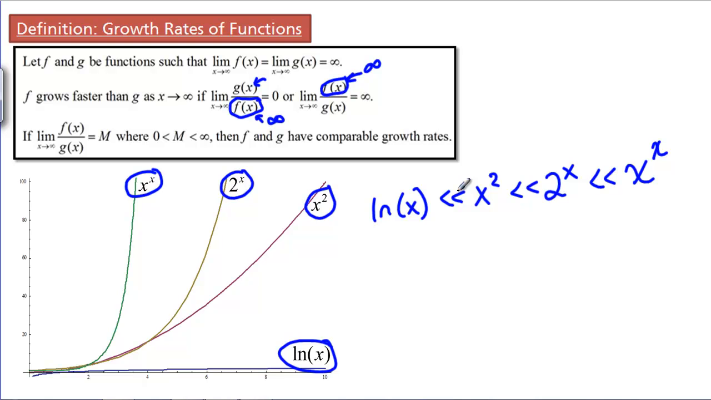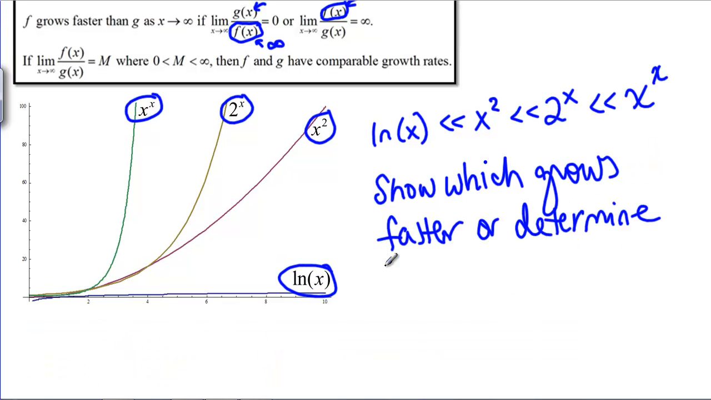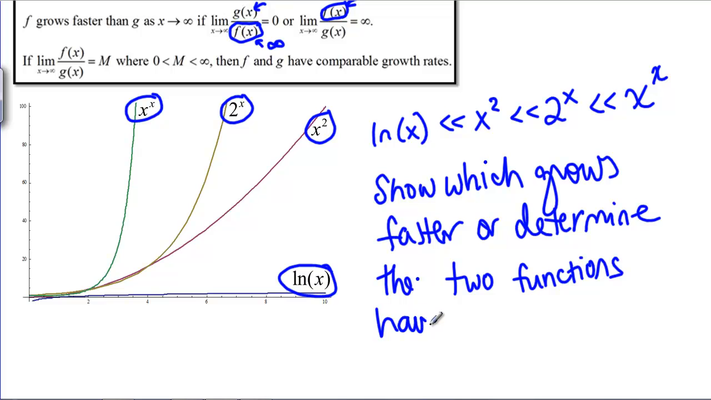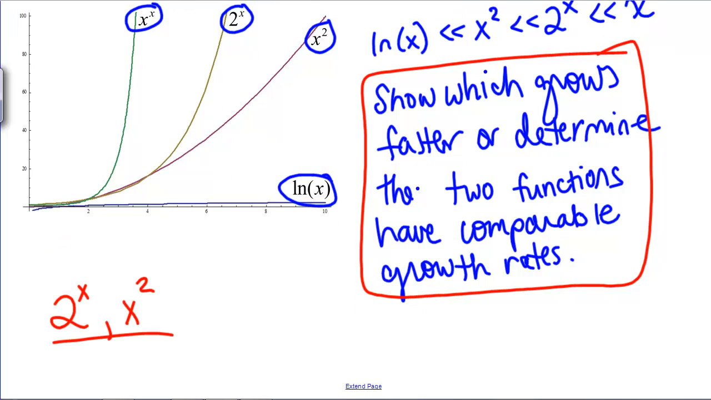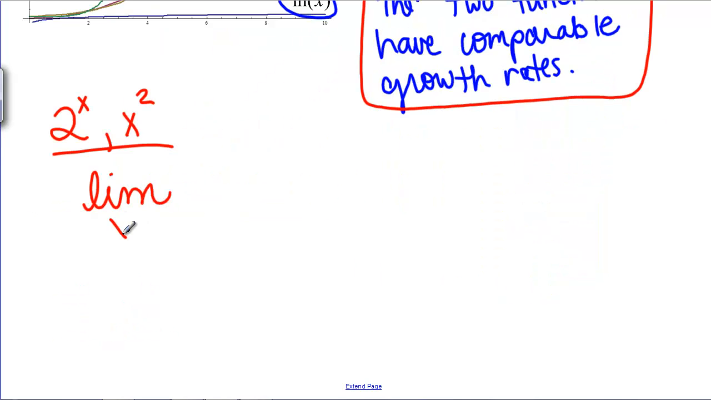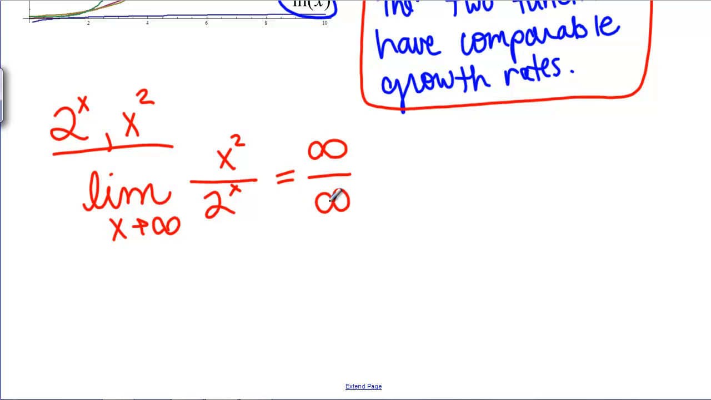So a homework problem might say something like, show which grows faster, or determine whether the two functions have comparable growth rates. So let's do this for x squared and 2 to the x. According to the definition, we need to take a limit of one divided by the other. So let's take the limit as x goes to infinity of x squared divided by 2 to the x. It doesn't really matter which one we put on top. Now, x squared as x goes to infinity goes to infinity, and 2 to the infinity also goes to infinity. So this is an infinity over infinity form, so we can use L'Hopital's rule.